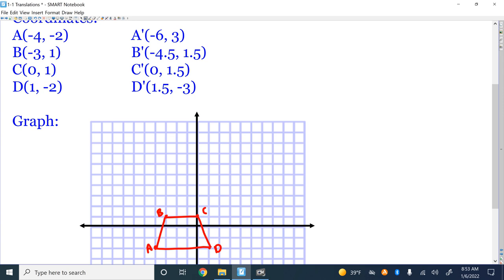Anybody know what kind of shape that is? Quadrilateral. It's a quadrilateral. Basically, it's a trapezoid, because we can see the top and bottom are parallel. It's a trapezoid. Either way. All right, I'm going to graph the next one in a different color, so that way maybe we can see it better.